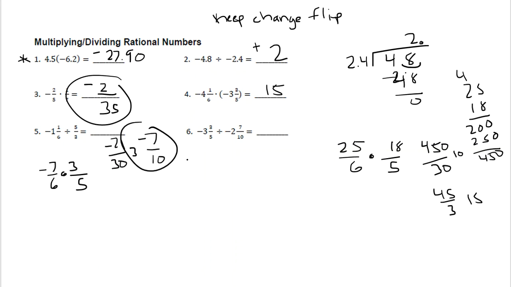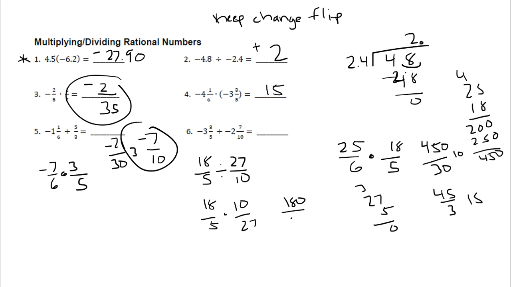And then the last one, we need to change both of these into improper fractions. 5 times 3 is 15 plus 3 is 18/5. 10 times 2 is 20 plus 7 is 27/10. Okay, and we're dividing. And now we keep, change, flip. So 18/5 times 10/27. Okay, and now we just do top times top over bottom times bottom. So 18 times 10 is 180. 27 times 5 is 130.